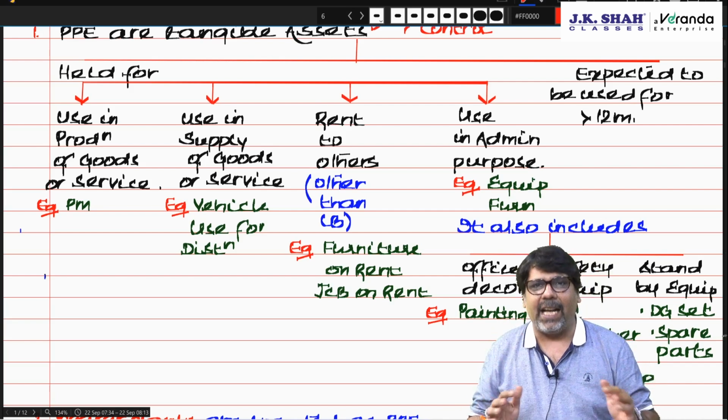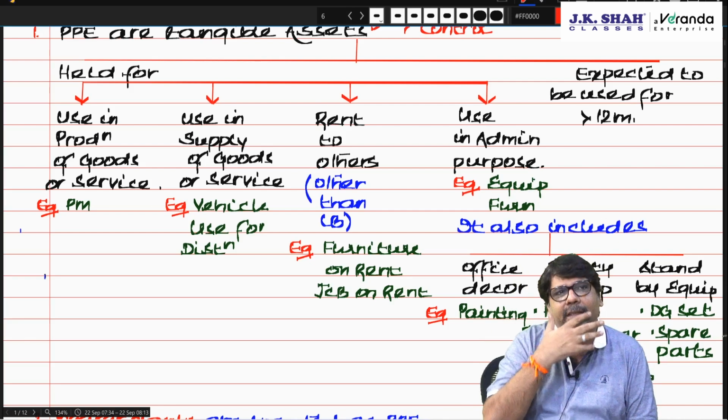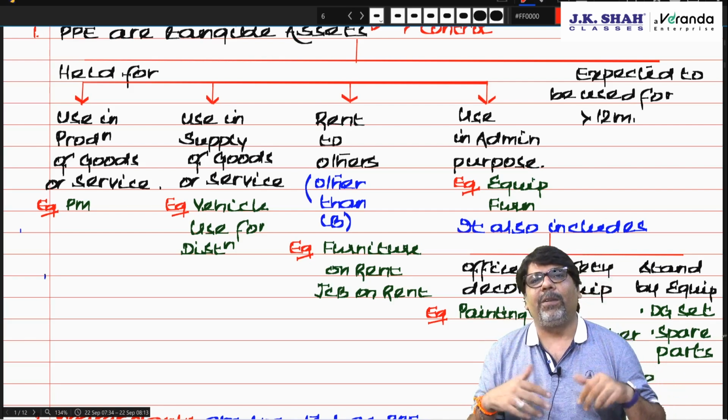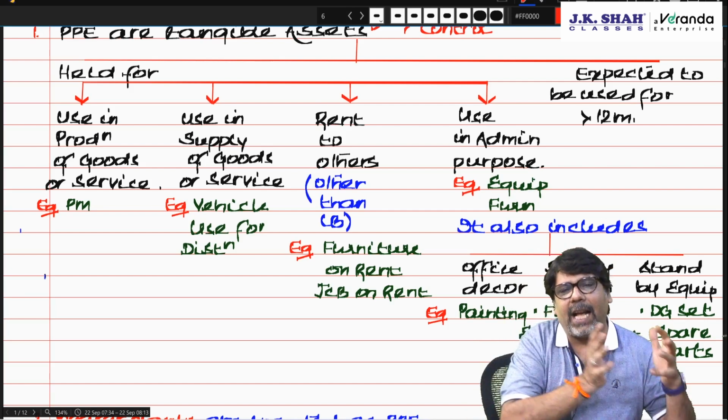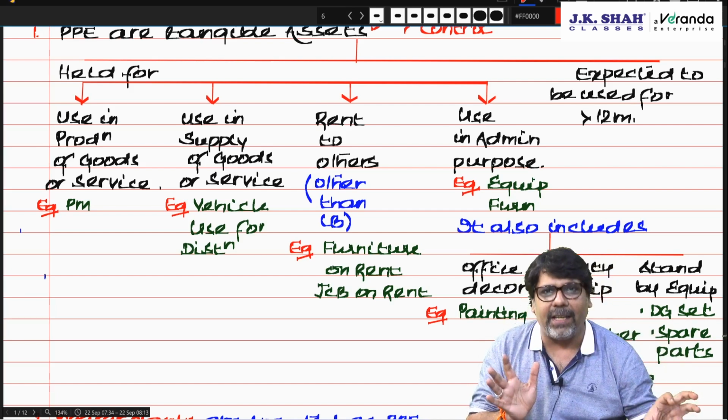Non-current asset held for sale means we had an asset, say for example, a piece of furniture. We have outlived its useful life, and now we want to sell that asset. So we classify that asset under a separate standard, that is Ind AS 105, as non-current asset held for sale.